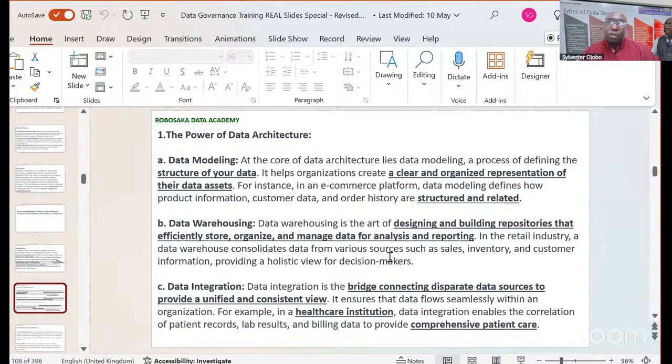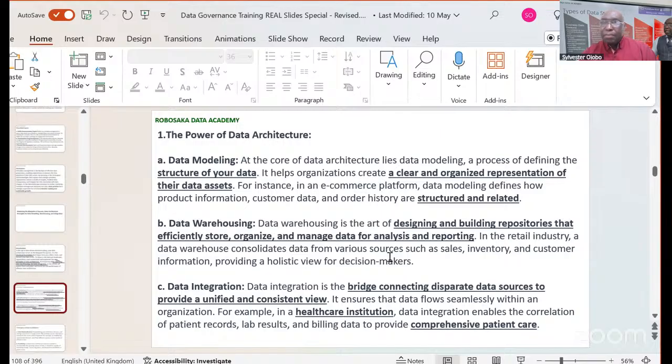Okay, so it requires modeling. At the core of data architecture lies data modeling. That modeling is a key aspect, a fundamental aspect of the data architecture. It is a process of defining the structure of your data.